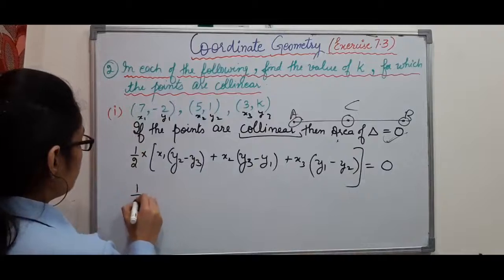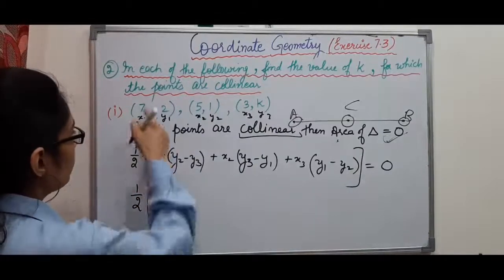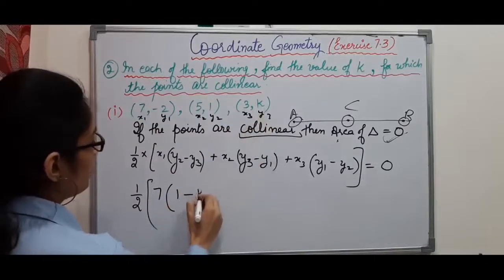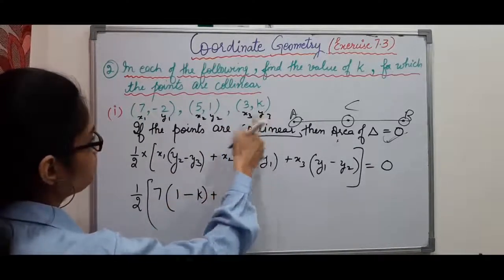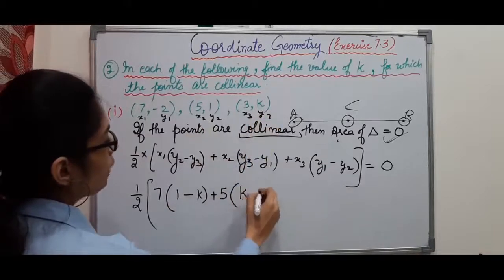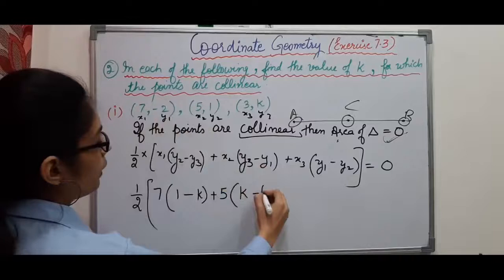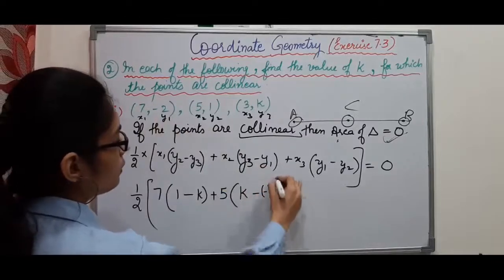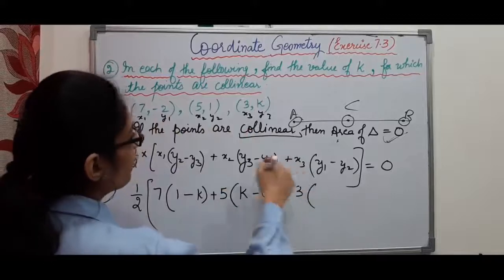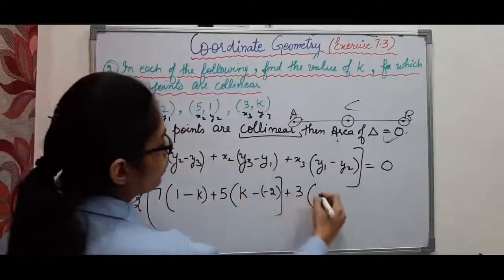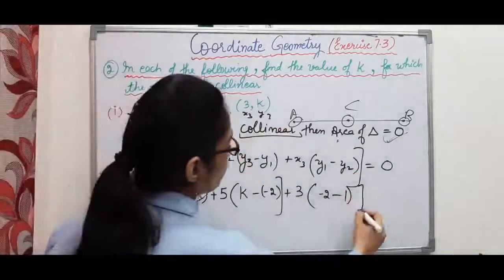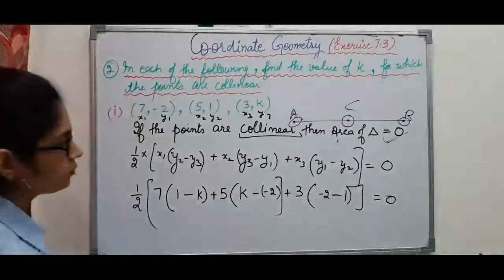So I will just substitute the values now. x1 is 7, y2 is 1, y3 is k, plus x2 is 5, y3 again is k, minus y1, y1 is minus 2, plus x3 is 3, y1 is minus 2 minus y2, y2 is 1. So this is equal to 0.